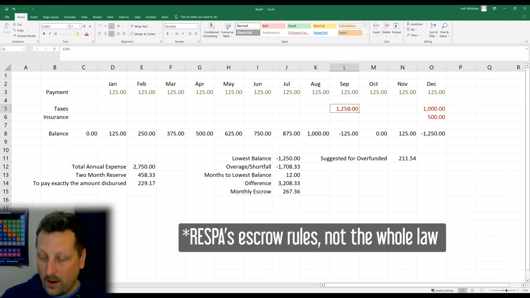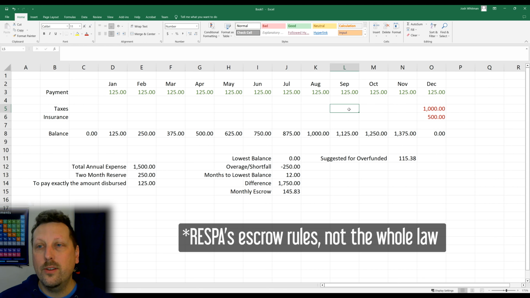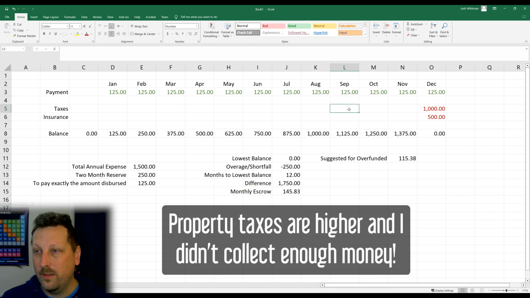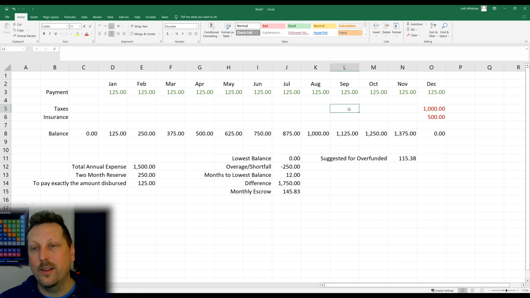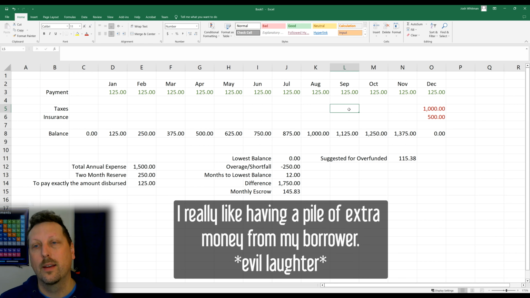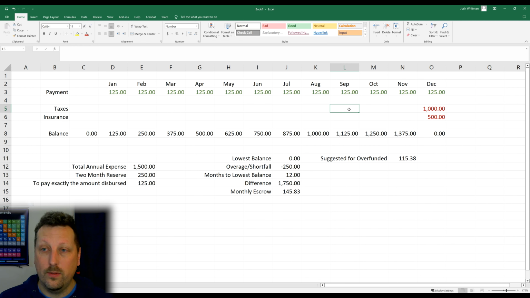See, RESPA started because lenders realized that the amount of money they were collecting wasn't enough when the property taxes or insurance premiums would go up. So lenders would start to collect more than that amount. And everything was fine until some lenders decided they wanted to collect even more and they were going to hold on to that money. And suddenly they were sitting on a pile of the borrower's money that the borrower had no recourse for, saying, hey, give me back my escrow money.